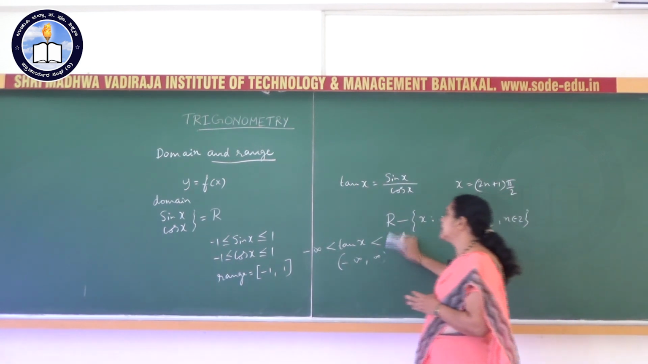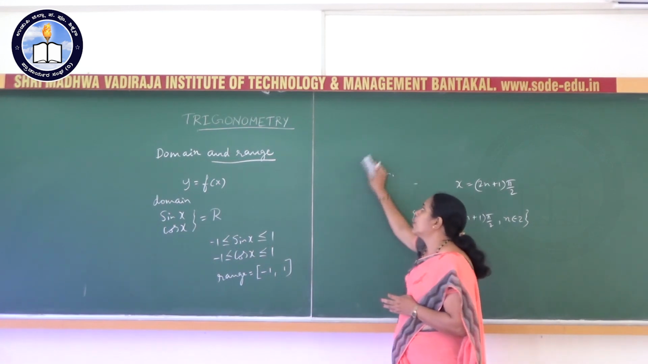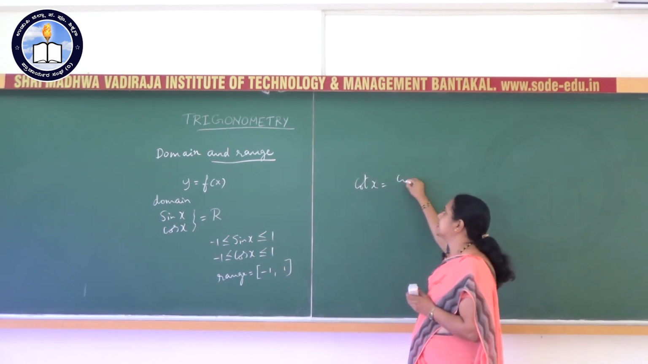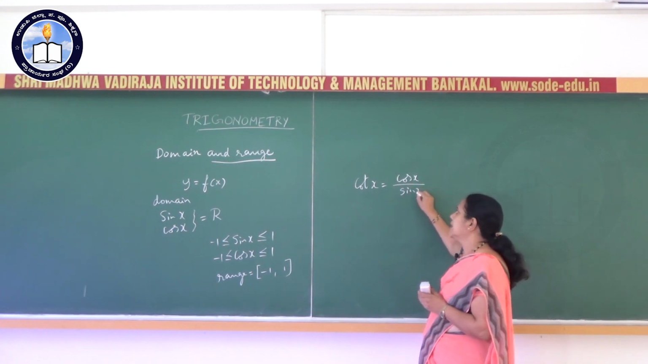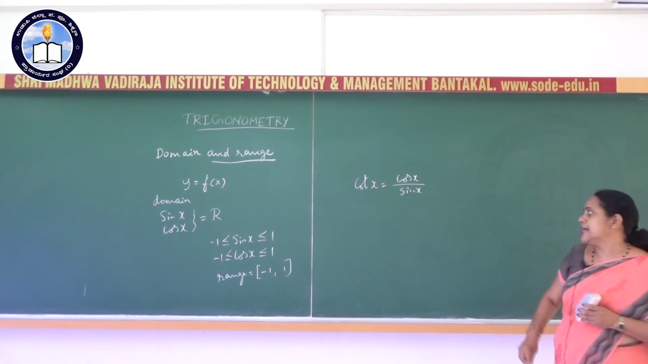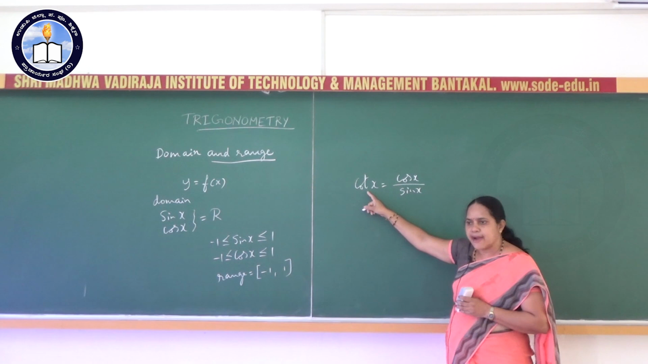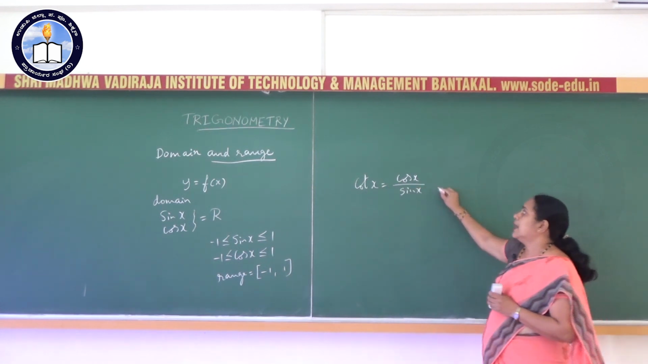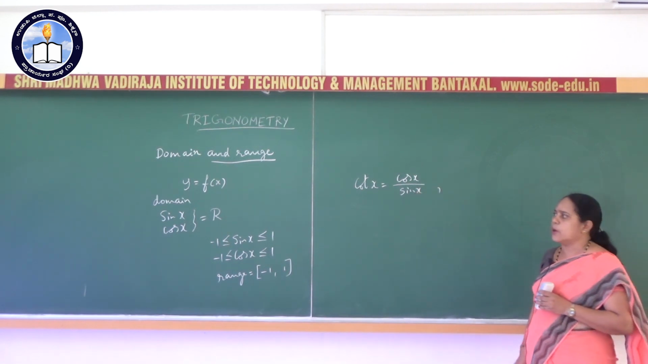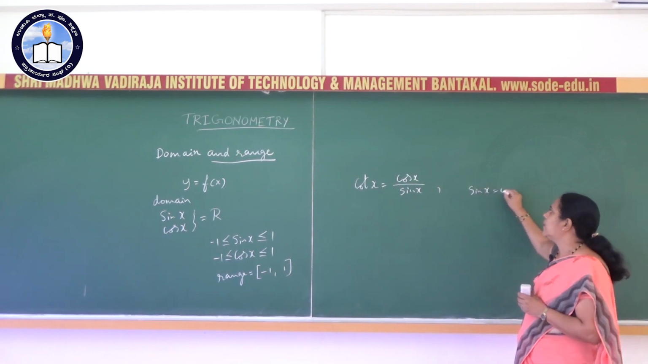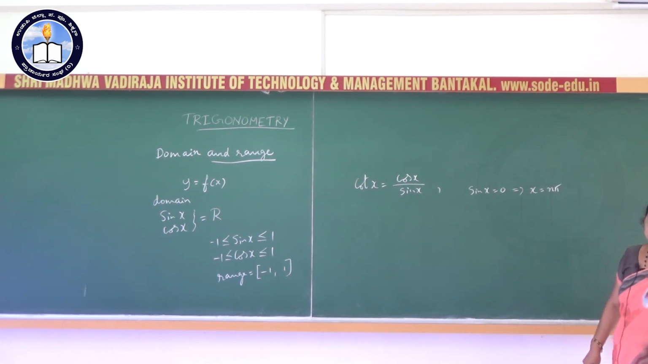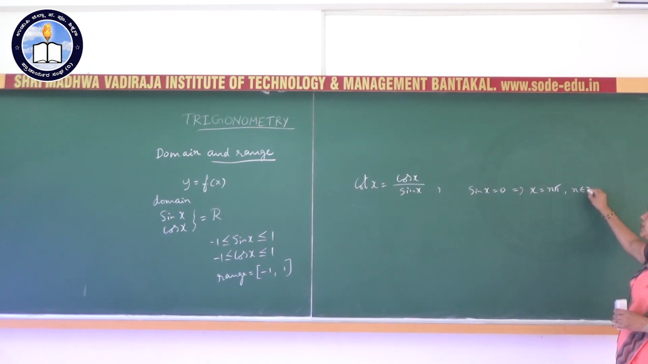Okay. Now, what is the domain and range of cot x? From the definition, we know cot x is equal to cos x divided by sin x. So, is cot x defined for all x? No. Cot x is defined for all x except where sin x is equal to 0. For x equal to n pi, that is, for all integral multiples of pi, sin x is equal to 0.